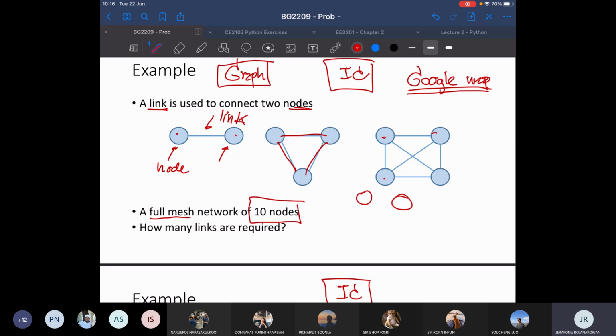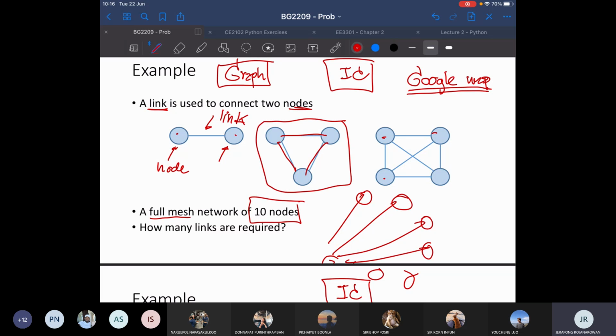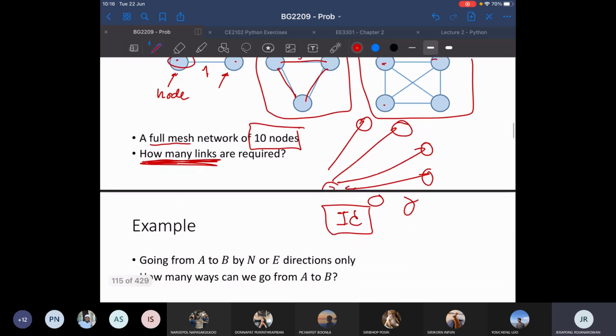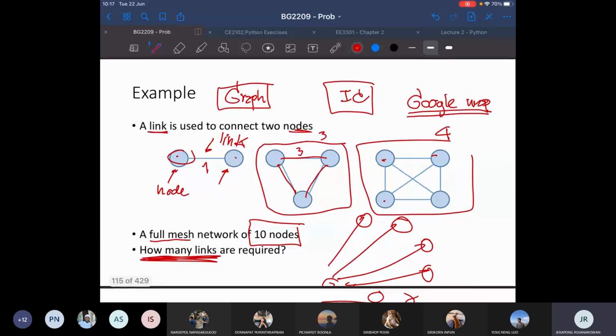Okay, we know that we are not going to draw 10 and then count 1, 2, 3, 4, 5. We're not going to do it like that. What we're going to do is find the patterns from here. All right, this is 3 nodes, this is 4 nodes, this is 5, 6, and 10. What I want to know is how many links I need. If I have 2, I'm going to need 1. If I have 3, I'm going to need 3. If I have 4, I'm going to need 5, and so forth. So I want to know how many links I need. Okay, that's one question.